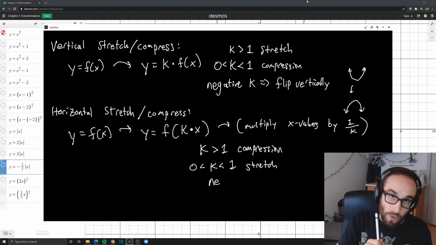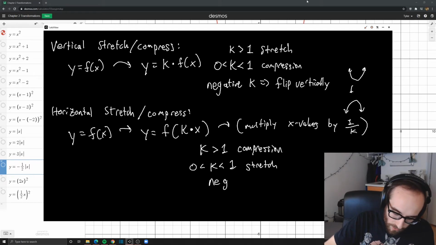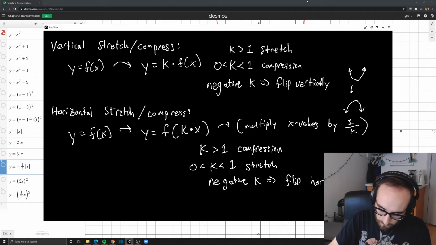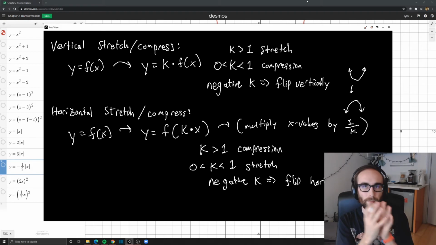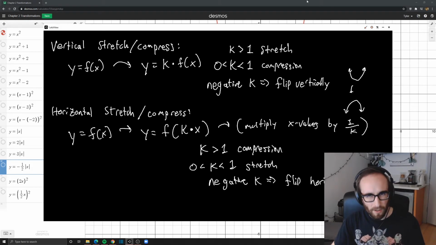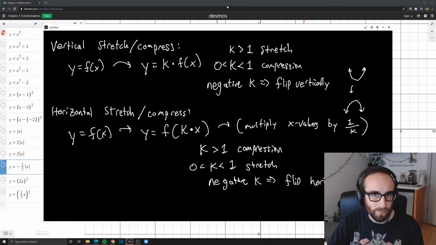And similar to vertical stretch or compression, if we have a negative k, that means that we flip horizontally. We have a horizontal flip across the y-axis. Okay, let's take a look at a couple of quick examples.